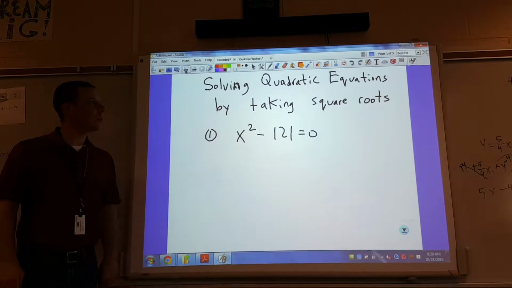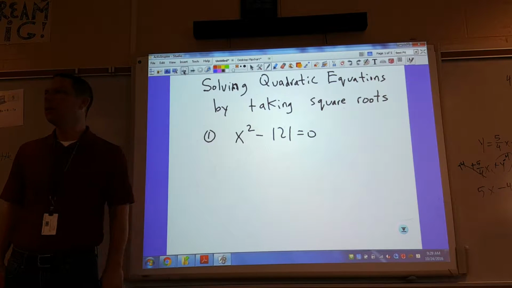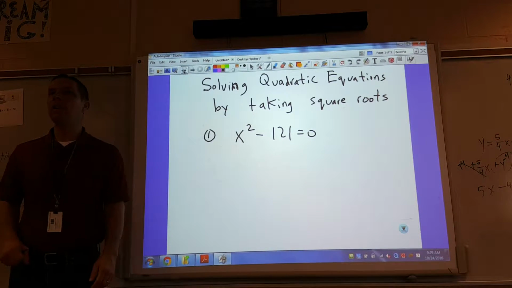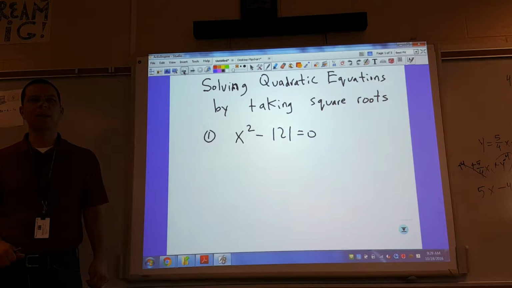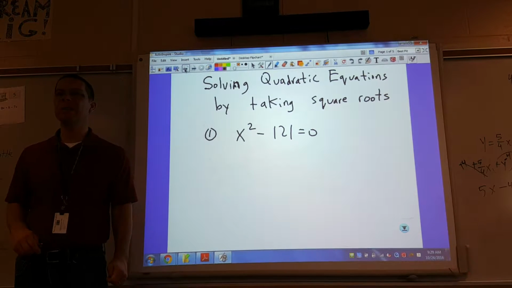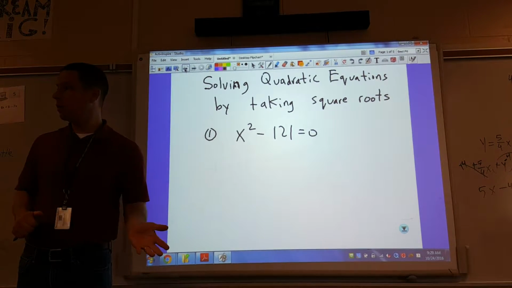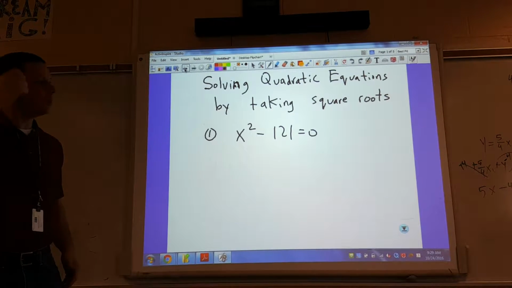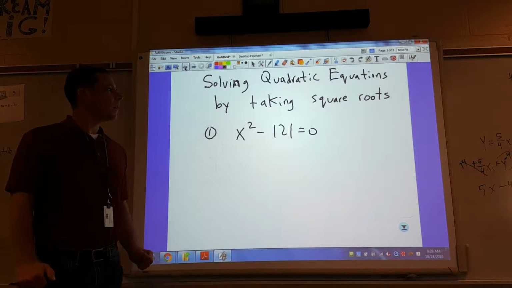Okay, today we're going to talk about solving quadratic equations by taking square roots. Now, the good news is you've already done this more than likely at some point in math. When you solved for the missing side of a right triangle using the Pythagorean theorem, you used the square root method. Maybe you didn't realize it at the time, but that's what you did. So you know how to do this.